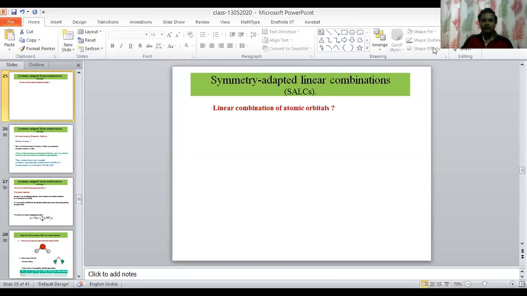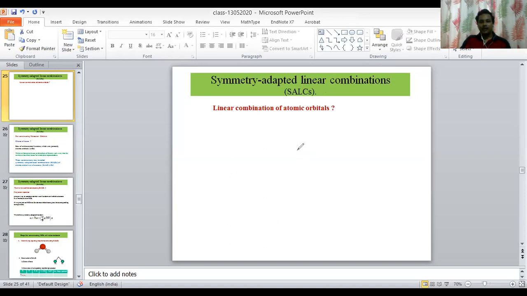I think I left you guys here, where we started with the symmetry adapted linear combinations, right?